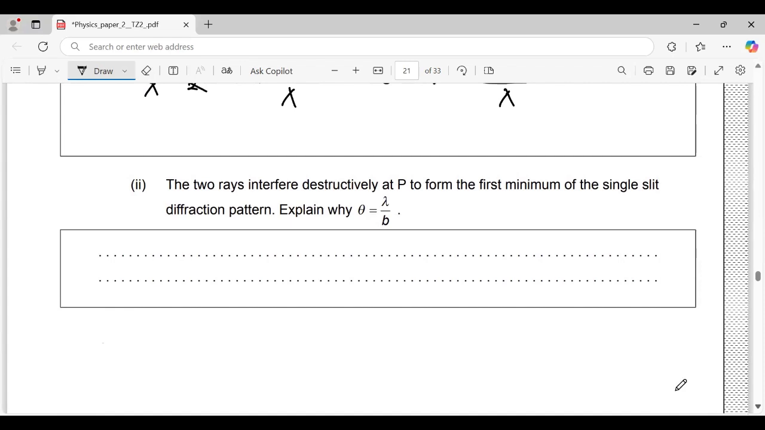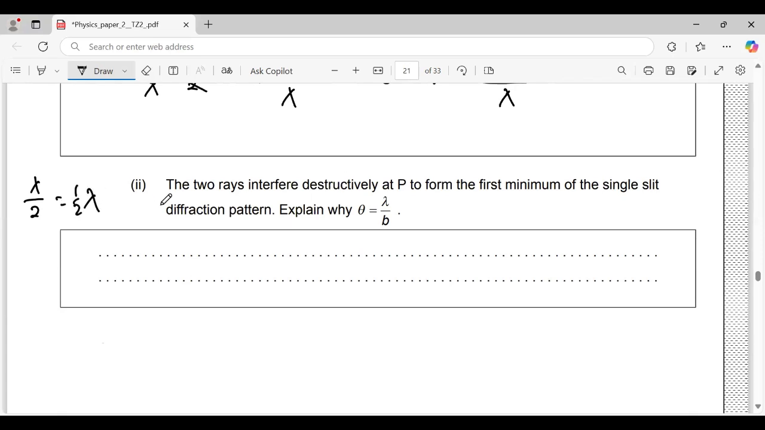The two rays interfere destructively at P to form the first minimum of the single slit diffraction pattern. Explain why theta equals lambda over b. When two rays interfere destructively, it means the two rays are out of phase by half of a wavelength, half lambda.